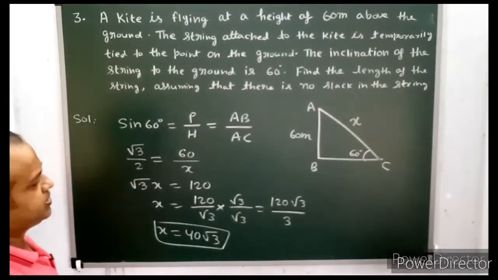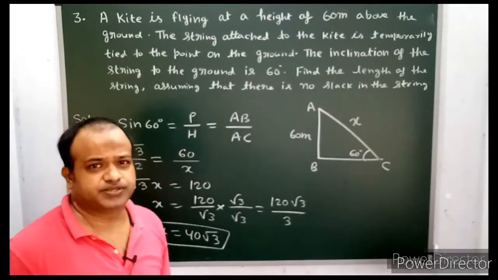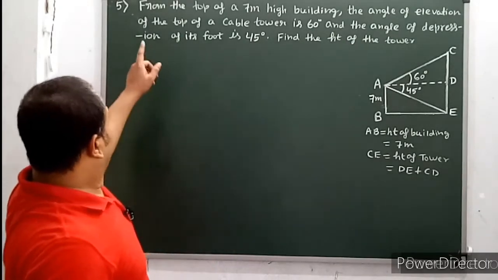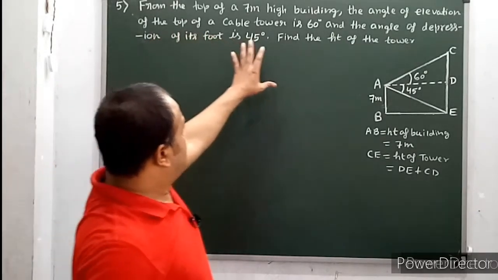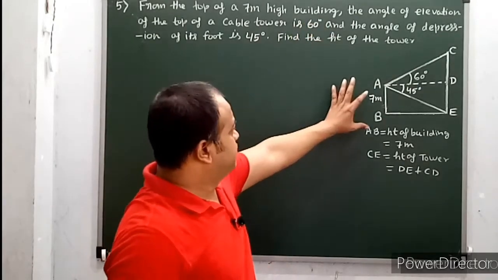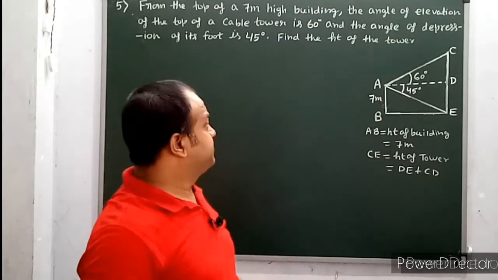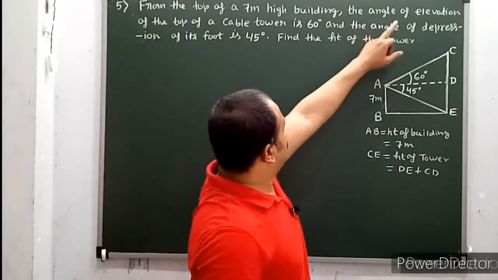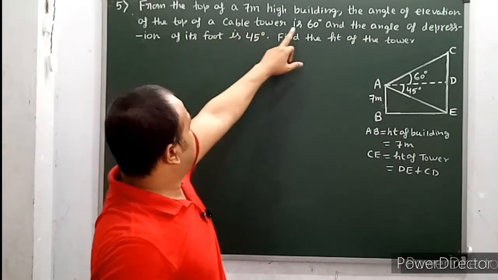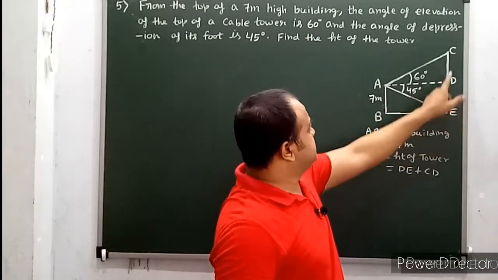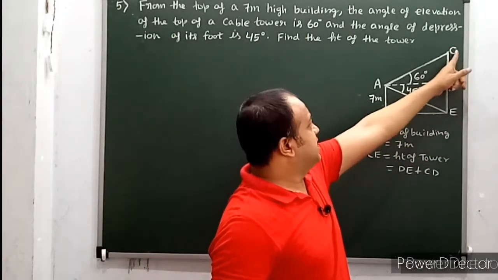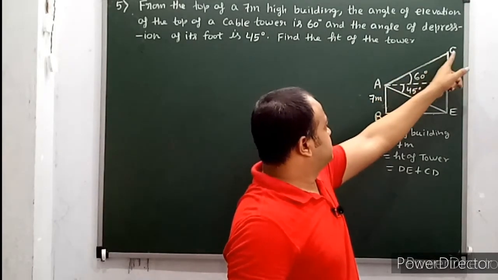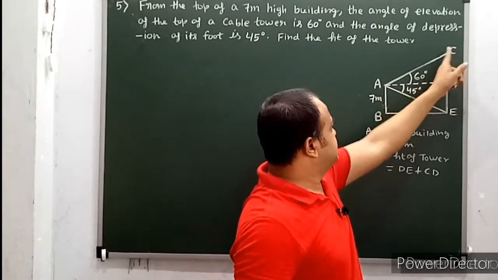Therefore, the length of the string is 40 root over 3. Well, in the next sum, we have that from the top of a 7-meter high building, AB is the height of the building. From the top of the building, that is from point A, the angle of elevation of the top of a cable tower is 60 degree. Now, EC is the cable tower and C is the top of the cable tower. So, from A, the angle of elevation of the top, that is C, is 60 degree.